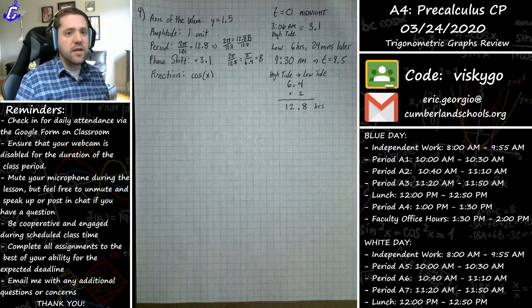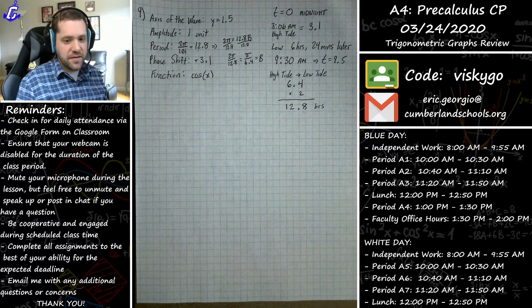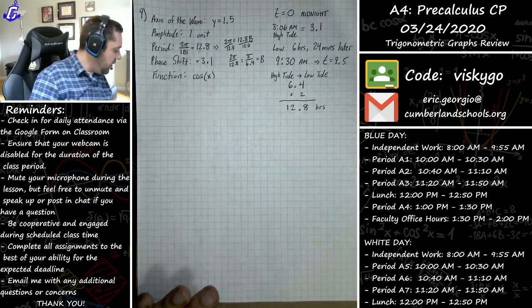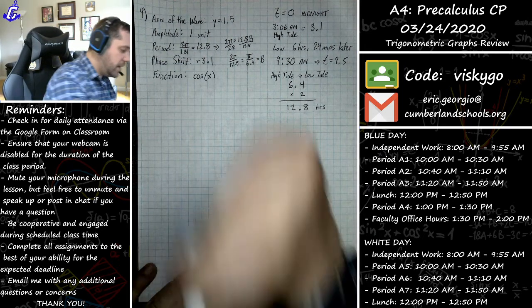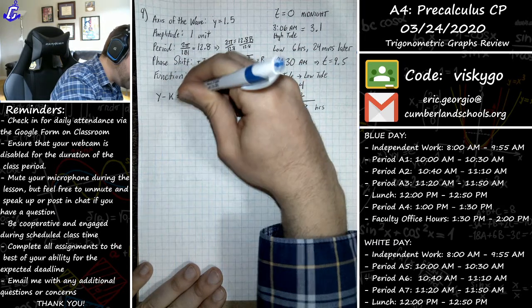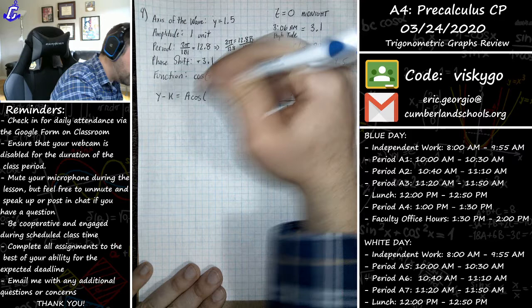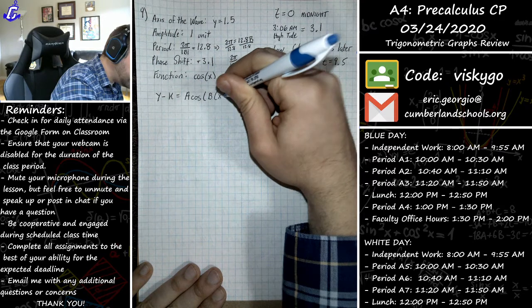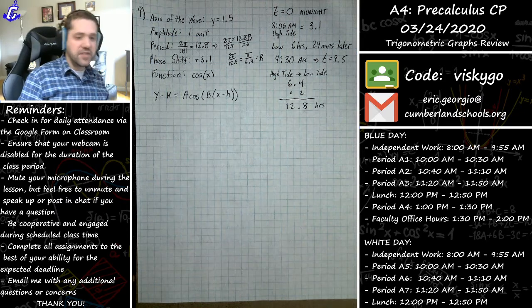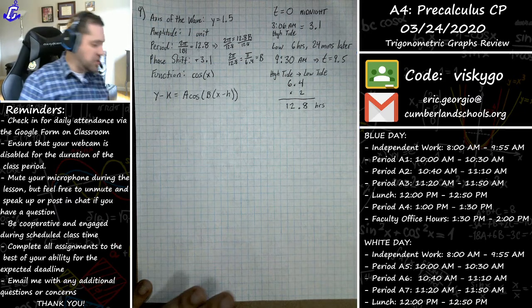Speaking of the equation, let's go ahead and see what that's going to look like right now. Again, if you have any questions, please feel free to ask. But looking at my equation now, again, we want to fill in all of the information from the general form. The general form here is going to be y minus k equals a cosine of b times x minus h, just like that. So now we have all of that information. We can just go ahead and fill that in and then sketch a graph.